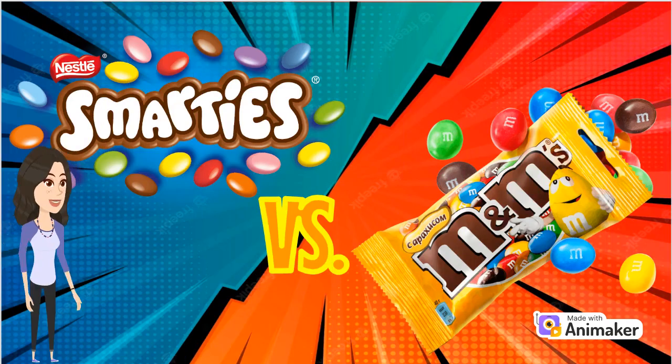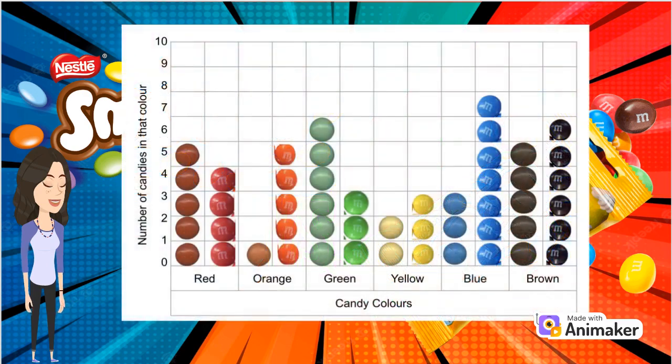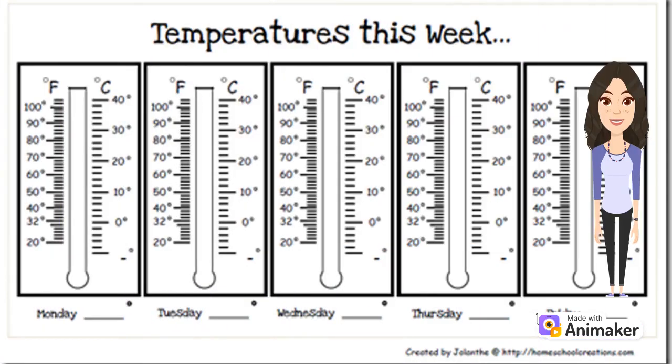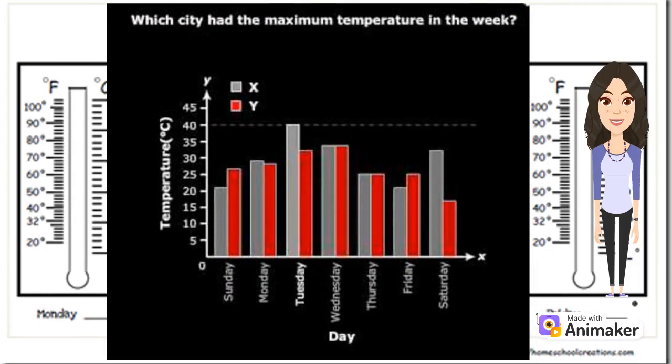Smarties versus M&Ms. This could be a yummy concrete material for students to use when creating a double bar graph. Students compare the colors from each package and have a sweet treat when sharing their graphs with peers. Using a calendar and thermometer, students can create either double bar graphs or line graphs to compare the temperature at school to anywhere around the world. What a great way to connect cross-curricular outcomes.